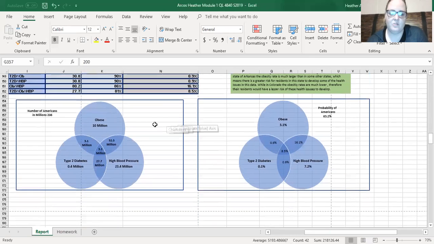This one shows the amount of Americans that are obese, that have type 2 diabetes. These are the amount that have obesity and type 2 diabetes. This one is high blood pressure. This is with type 2 diabetes and high blood pressure. And this one is high blood pressure combined with obesity. And then in the middle would be all three: obesity, type 2 diabetes, and high blood pressure.